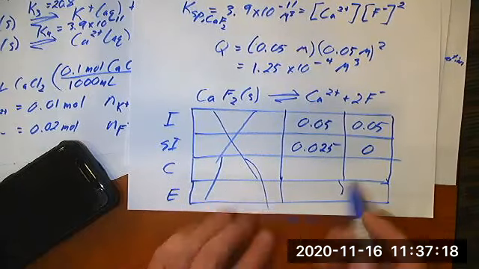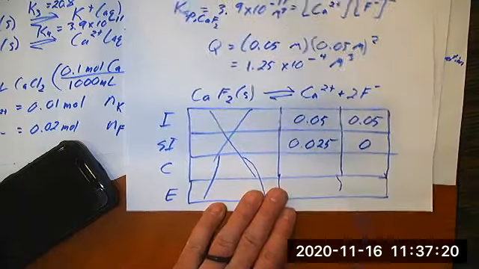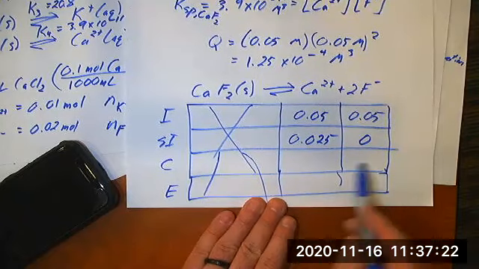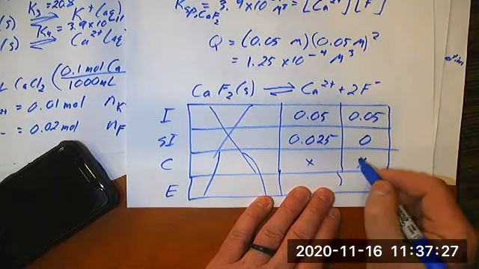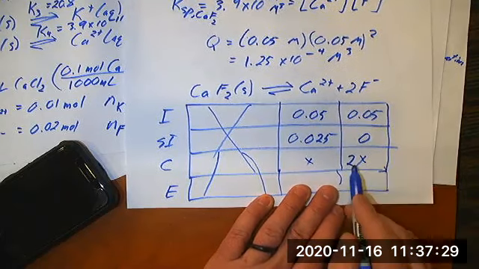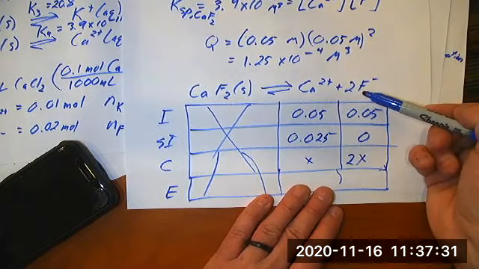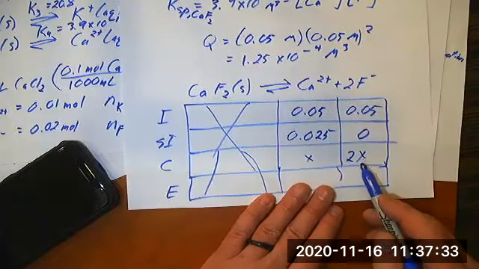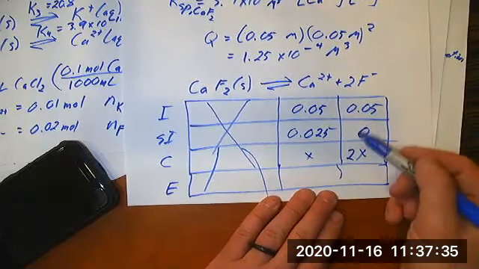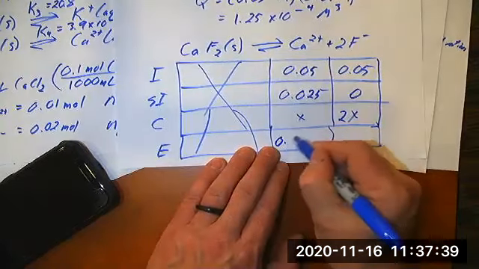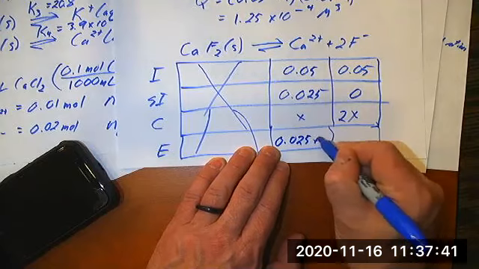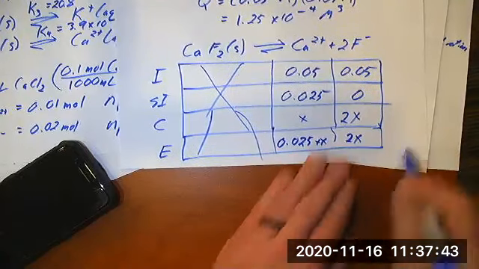Now, this is where we start. We ignore our initial line. We are now going to have our change be positive here. Remember, that has to be 2x because we have 2 fluorides that have to be formed in each case, and we know it's positive because we're starting at 0 and we can't go negative. And so now we end up with 0.025 plus x and then 2x.